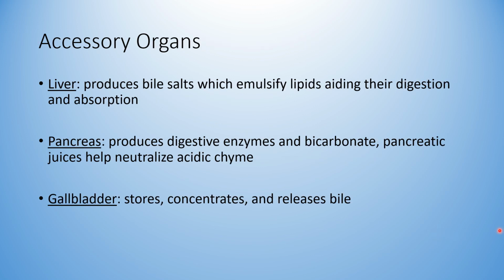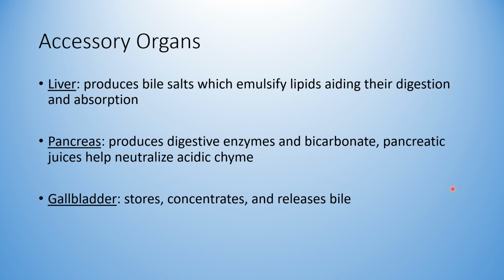In terms of accessory organs, you've got the liver, the pancreas, and gallbladder. These are three main ones. The liver is going to be producing bile salts. Now, what does the bile do? It helps to emulsify lipids. Basically, it's involved with digestion of lipids and absorption of those lipids.